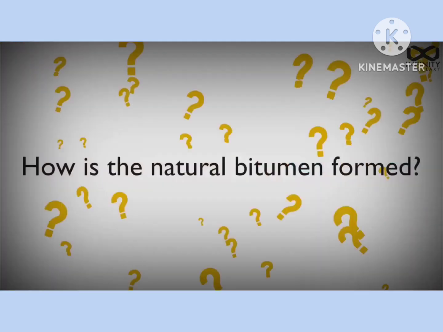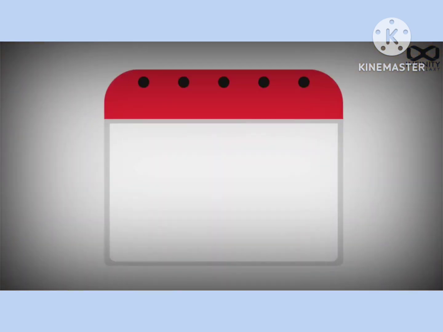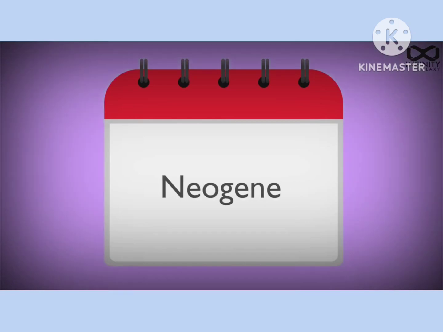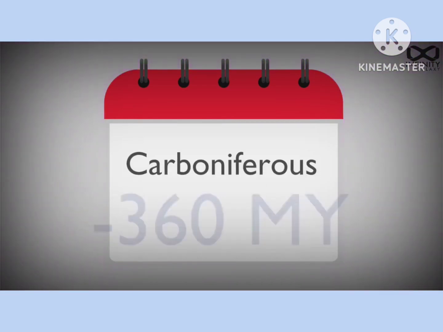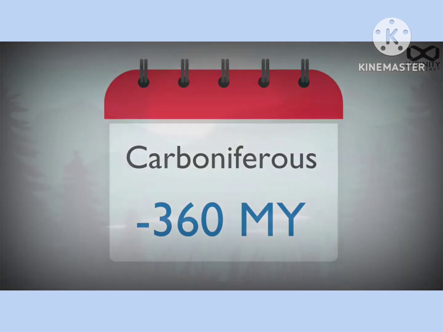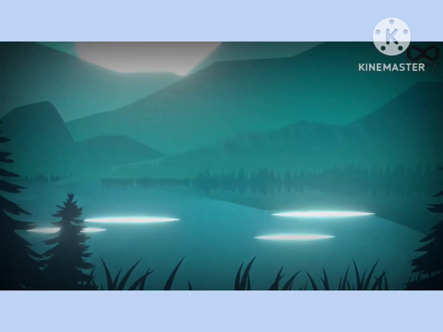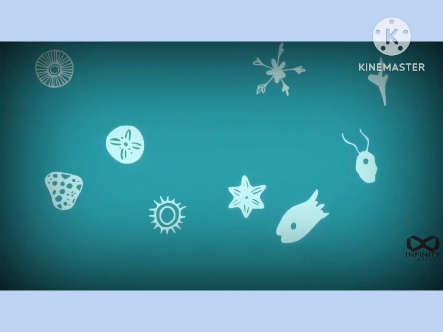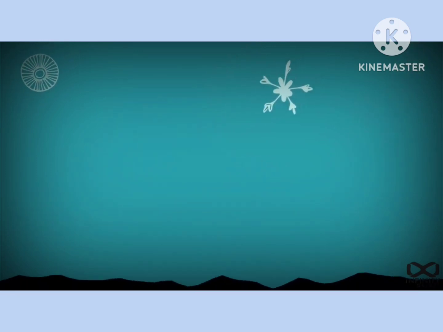Here is the question: how is the natural bitumen formed? To answer this question, we need to go back in time when the natural bitumen was first created. Fossil fuels formed during the Carboniferous period about 360 million years ago. At that time, the lands were mostly covered by swamps and ponds in which many creatures were living. Over the years, with the accumulation of sediments on these creatures' corpses, the conditions of fossil fuels formation became possible.